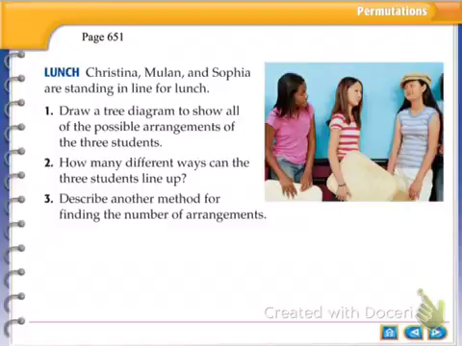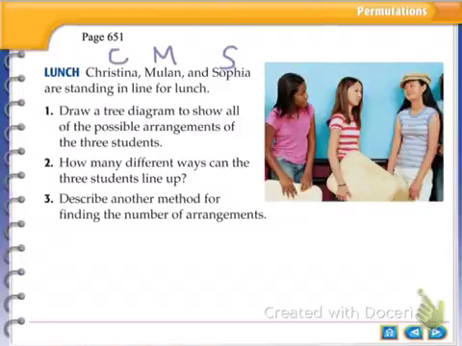Alright, first, right here, lunch. Christina, Mulan, and Sophia are standing in line for lunch. Number 1 says, draw a tree diagram to show all the possible arrangements of the 3 students. I'm going to represent these by C, M, and S. Okay, so let's see how many different ways we could arrange this.